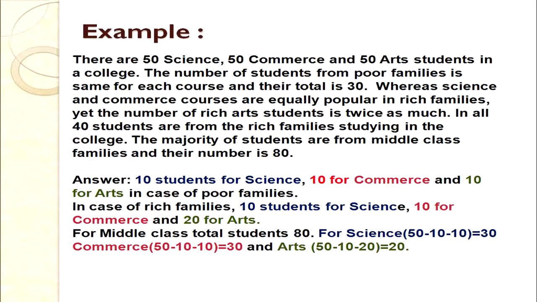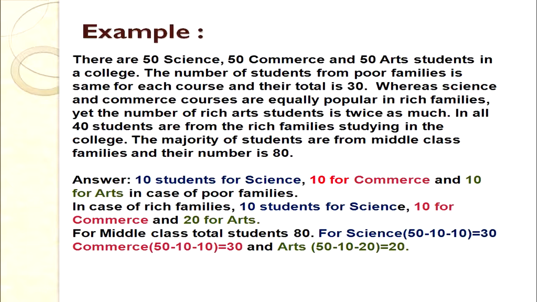So, very first thing, when I read the first line, it becomes very clear that we are talking about streams of education, science, commerce, art, and they have given us the total number of students. The number of students from poor families is the same for each course and their total is 30. So, total students have been given.